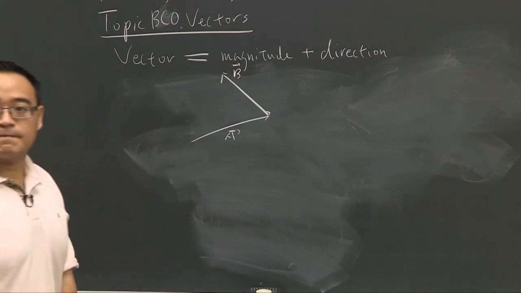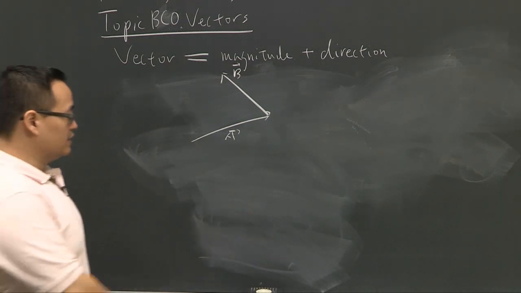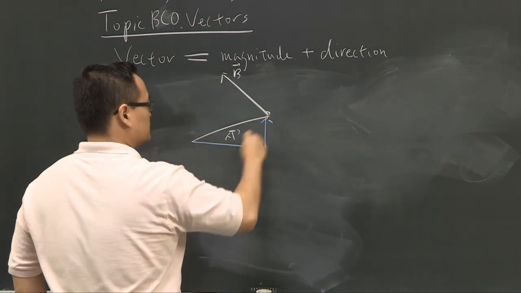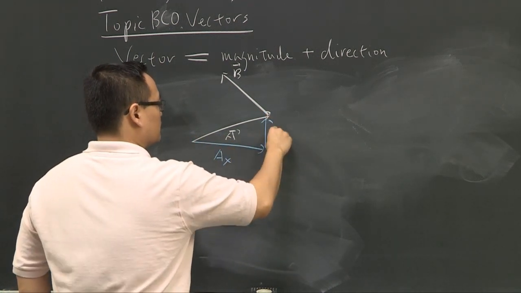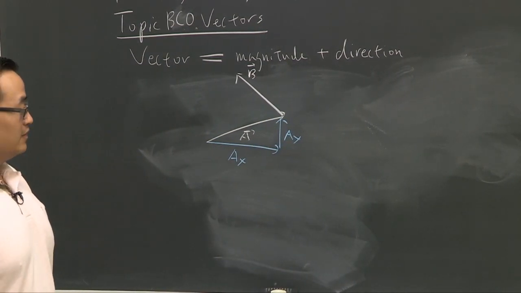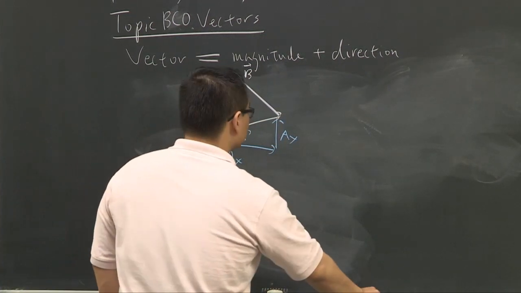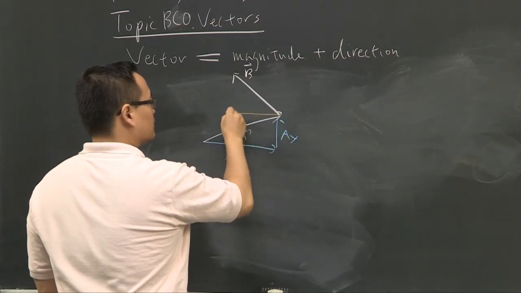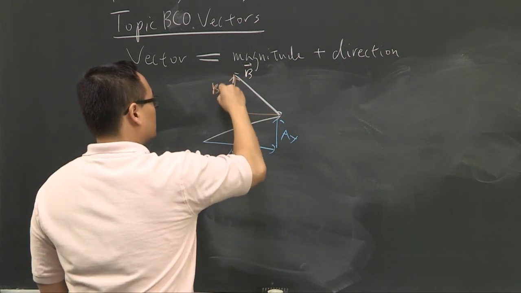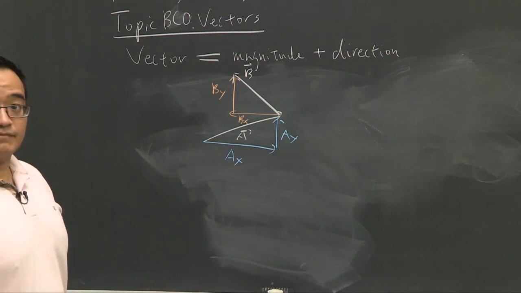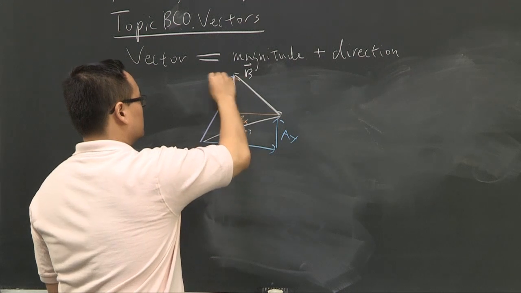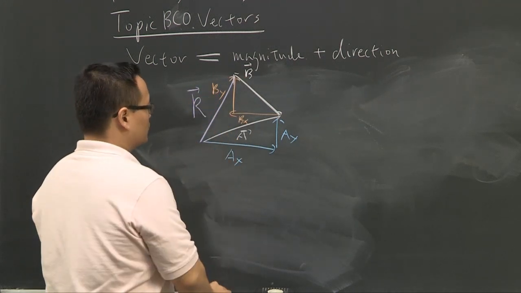Does it matter? No, it doesn't. What am I going to do? I'm going to take A, decompose into AX and AY. I'm going to skip the little arrow sign just to be concise, okay? And I'm going to take B, do BX and BY. Right? What does your R look like? This is what your R looks like.